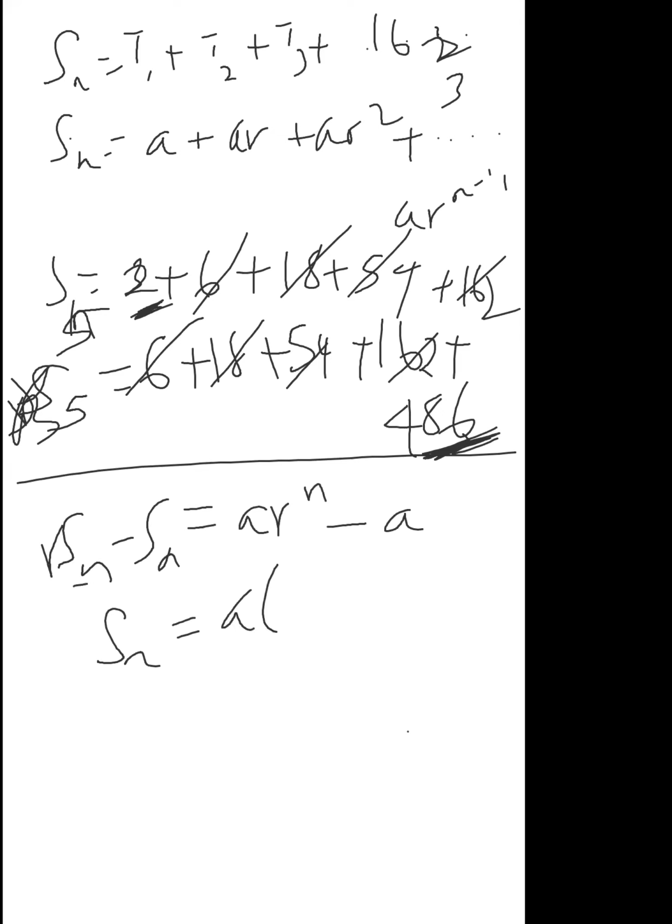A into bracket R raised to power N minus 1, over what? Here, realize that SN is common, so we are going to have R minus 1 left. So R minus 1. Because sometimes our ratio will be less than 1, sometimes it will be more than 1.